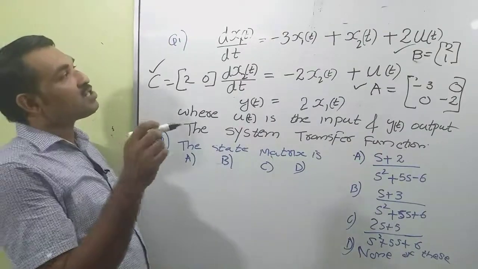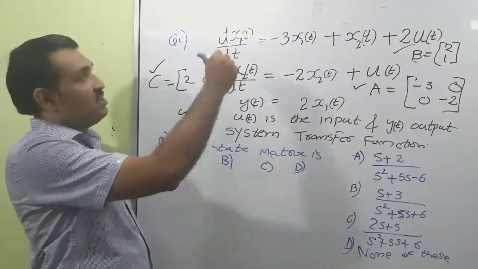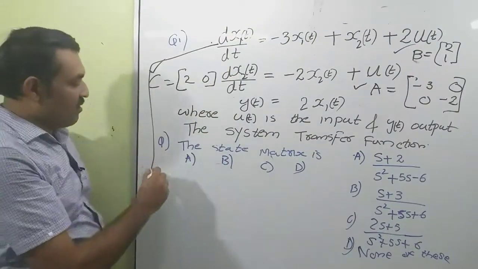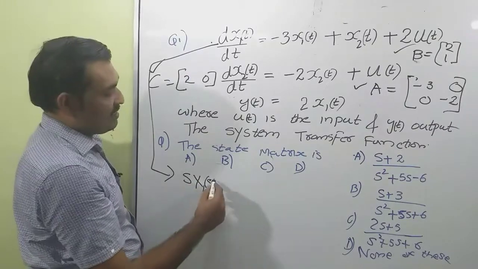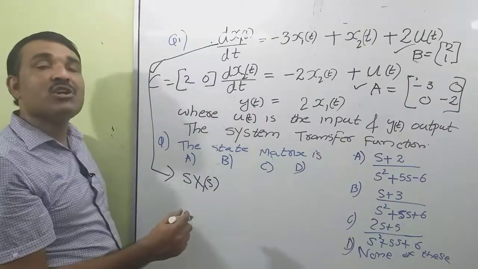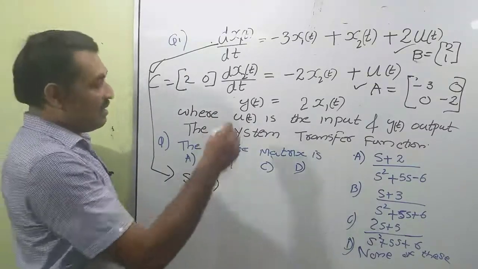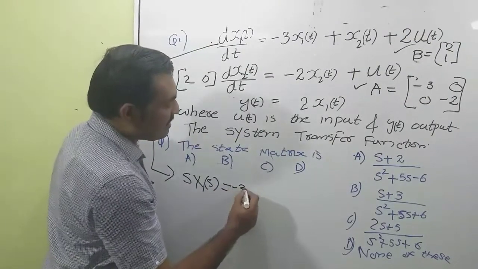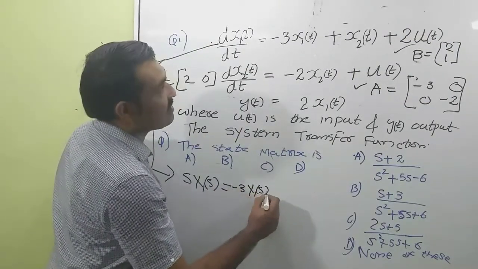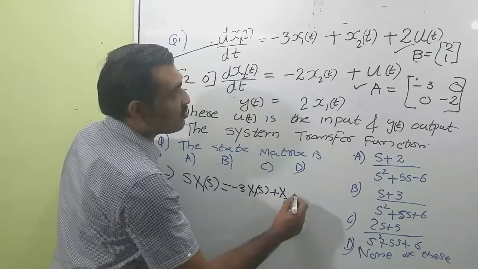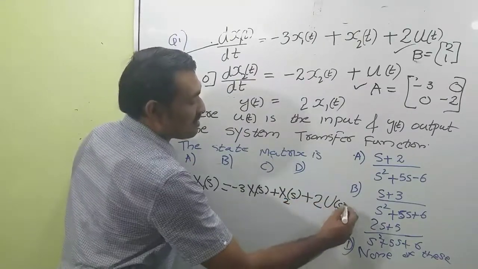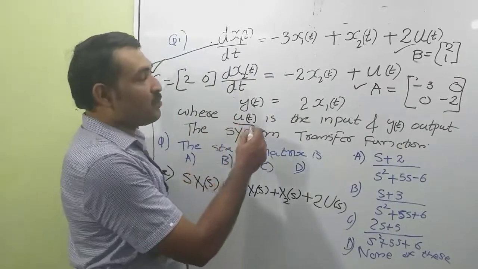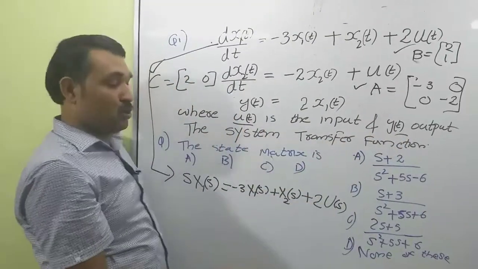First take the Laplace transform of all these equations. From equation 1 we can write s into X1(s), assuming all initial conditions are equal to 0, is equal to minus 3 X1(s) plus X2(s) plus 2 times U(s). Here u(t) is the input and y(t) is the output.